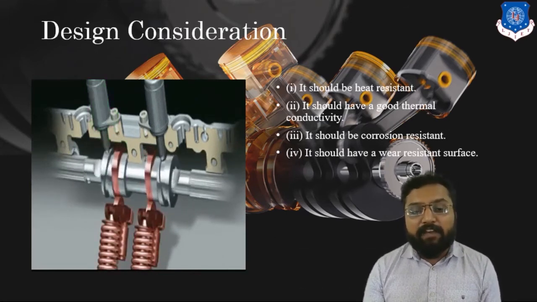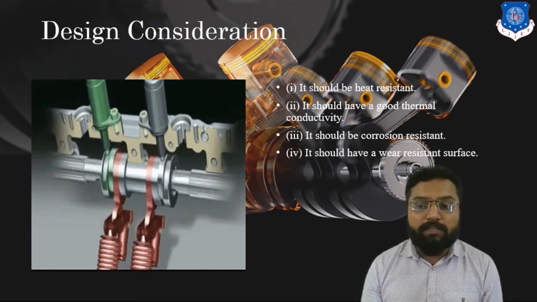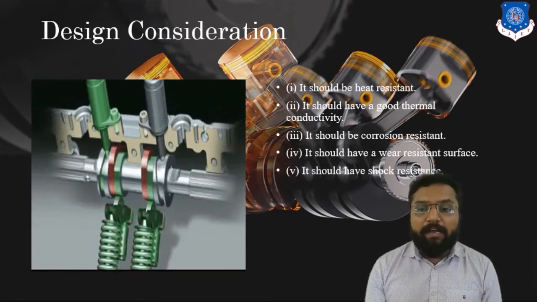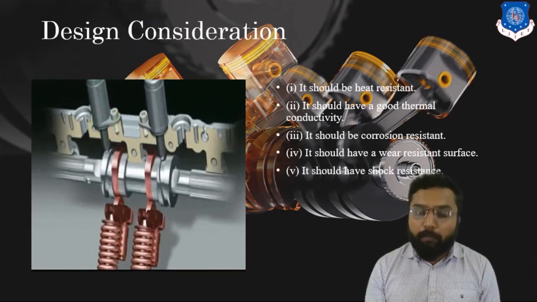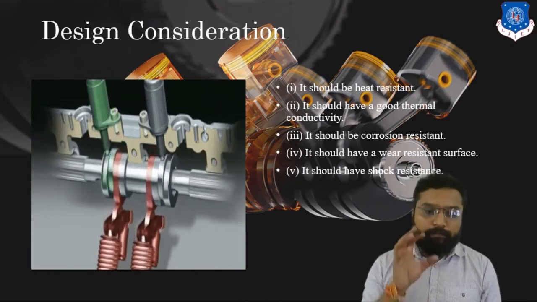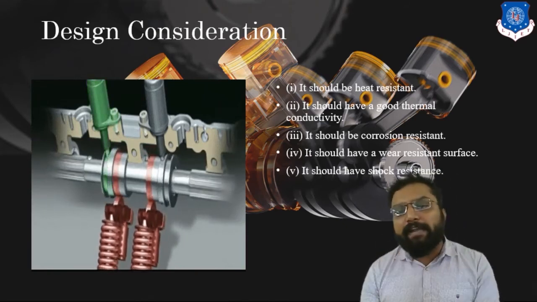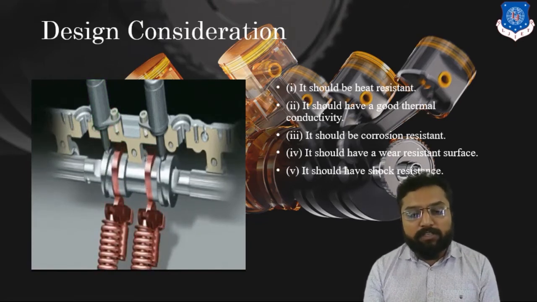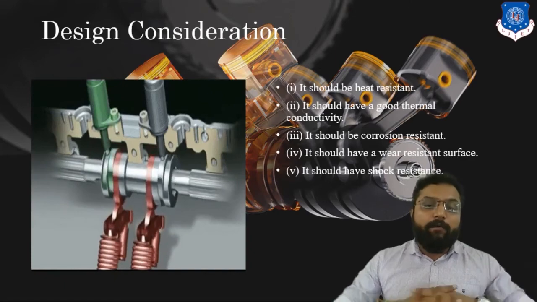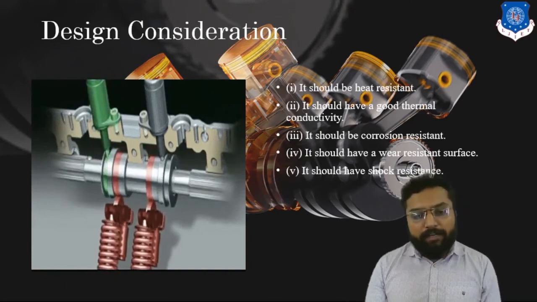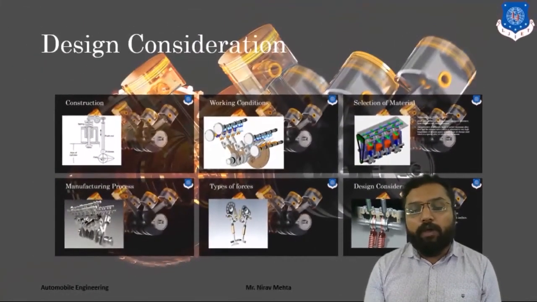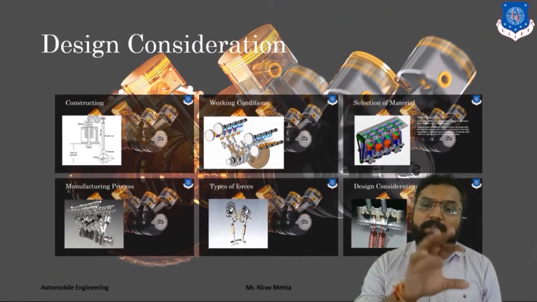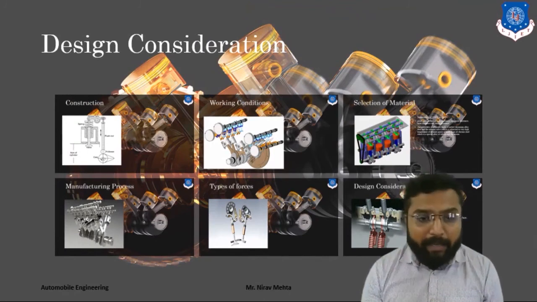Then it should have wear resistance. Here it comes under a sufficient amount of wear, so it should have the properties of wear resistance, and ultimately it should have a shock resistance property. So our valve design mainly depends on these five criteria: heat resistance, thermal conductivity, corrosion resistance, wear resistance, and shock absorption, which is mainly due to its working condition. So I hope you have understood each and every aspect of our valve gear mechanism. This is the procedure of the design of the valve gear mechanism.